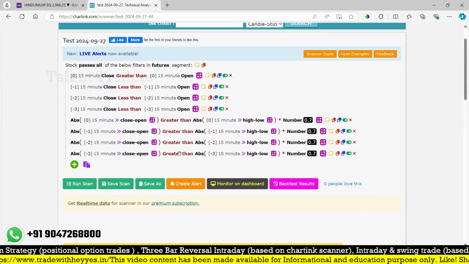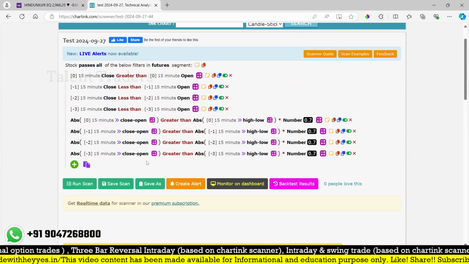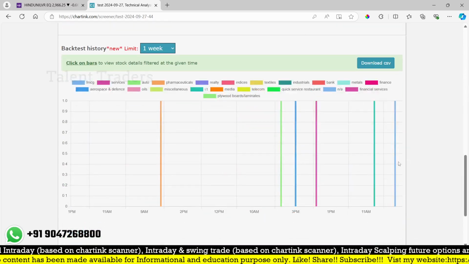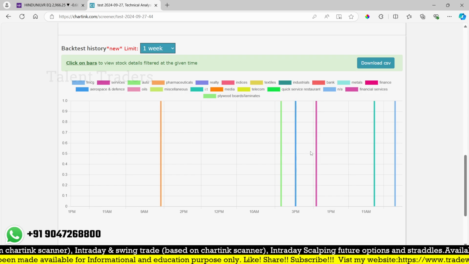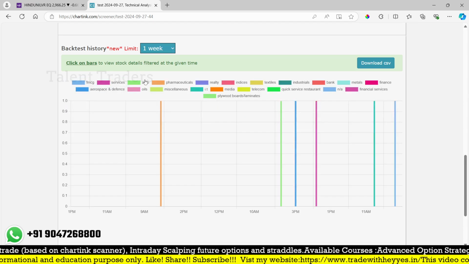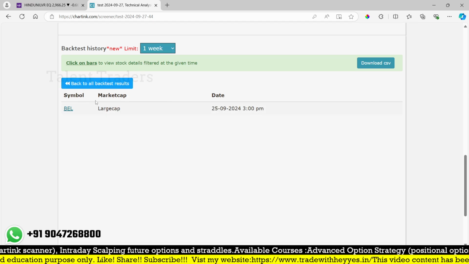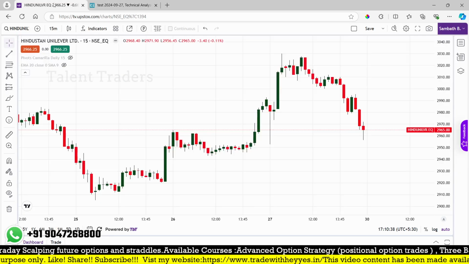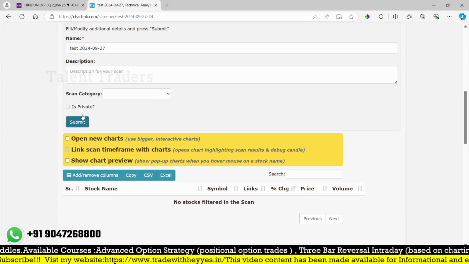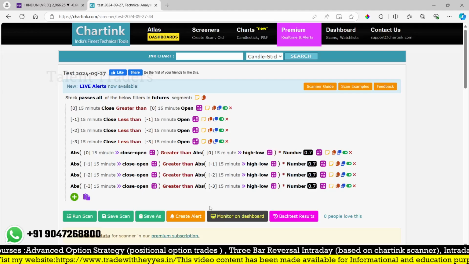So even more powerful, we try to create this one because we are looking for almost 70%. We have very few stocks. Previous to that, here is one more on 26 September, Indian Hotels, which we have already seen, and prior to that BEL at 3 p.m. So 3 p.m. is not suitable for an intraday. First we need to save the scan.